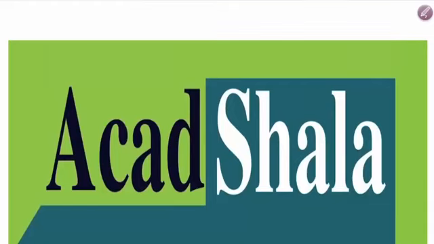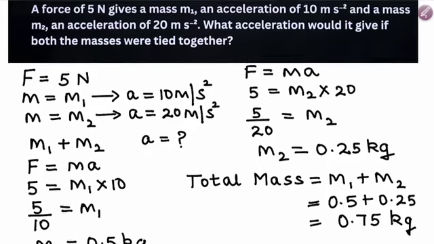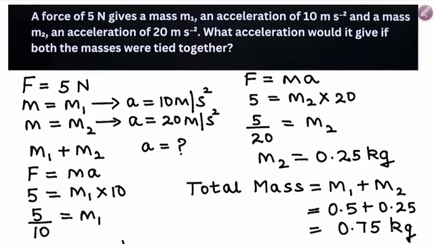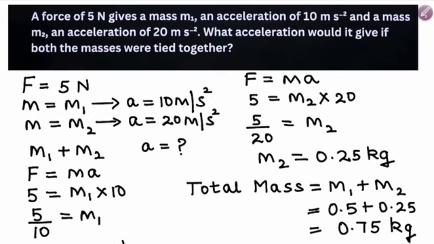Today we are going to do the next numerical from the chapter Force and Laws of Motion, class 9. The numerical says: a force of 5 Newton gives a mass m1 an acceleration of 10 meter per second square and a mass m2 an acceleration of 20 meter per second square. What acceleration would it give if both the masses were tied together?